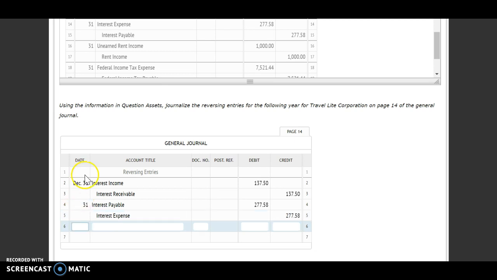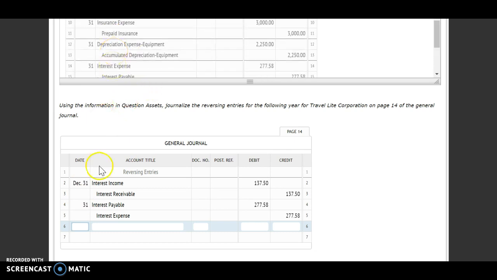Oh, I am using the wrong date. Goodness, this was December 31st when we did our adjusting. Sorry, but our reversing entry should be done on January 1st. Oops, I don't need January again.